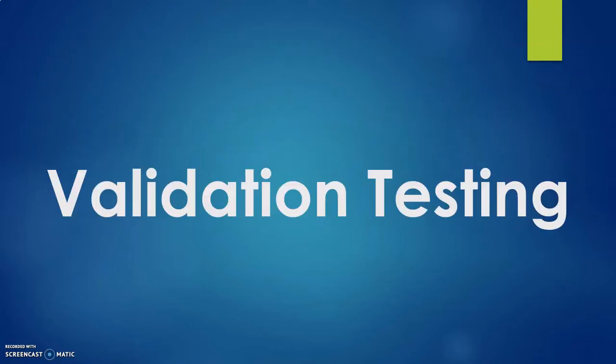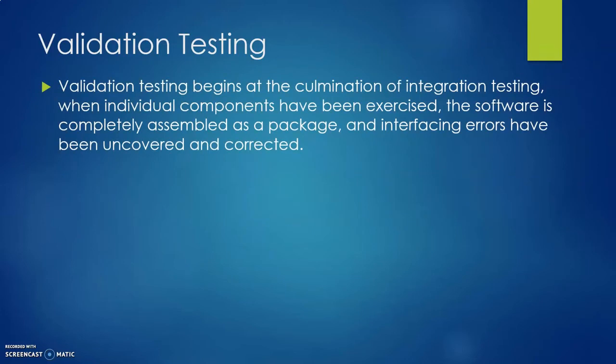Now, our next topic is validation testing. Validation testing begins at the culmination of integration testing. That is, only after integration testing can we start with validation testing. When individual components have been exercised, the software is completely assembled as a package, and interfacing errors have been uncovered and corrected. At this stage, as a complete whole, we perform the validation testing.